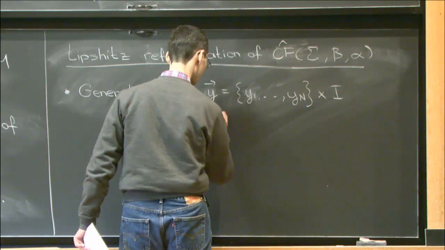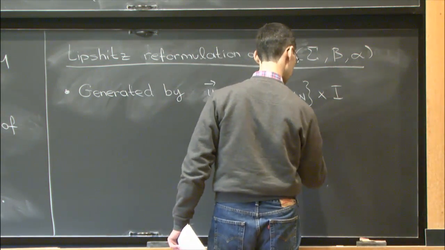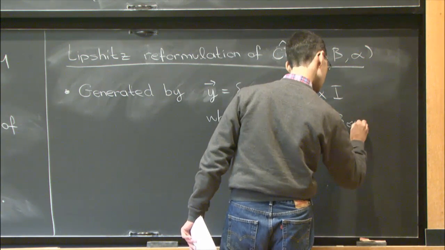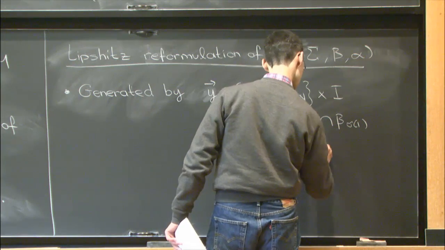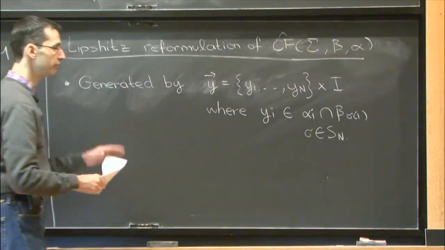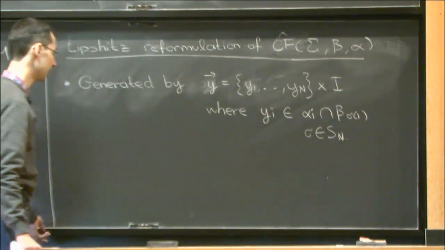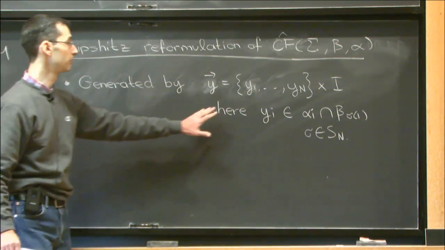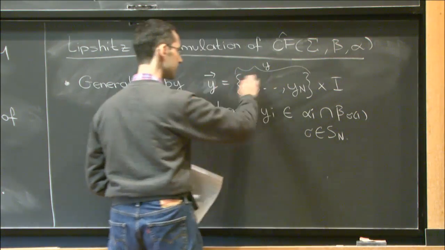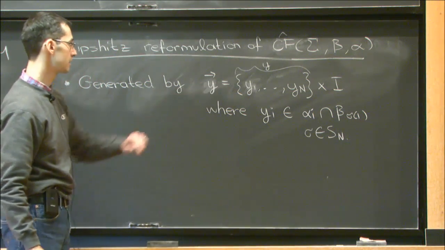Where each yi is in some alpha i intersection beta sigma i, where sigma is in the symmetric group with n elements. So it's in the intersection of alpha and beta curves, but for each i we pick a distinguished point. Later on I will denote this by y. So this is just an unordered tuple of points, and then this is the I chord.